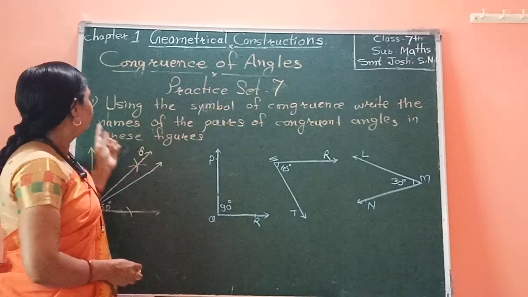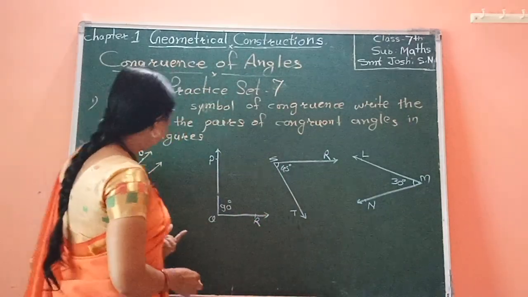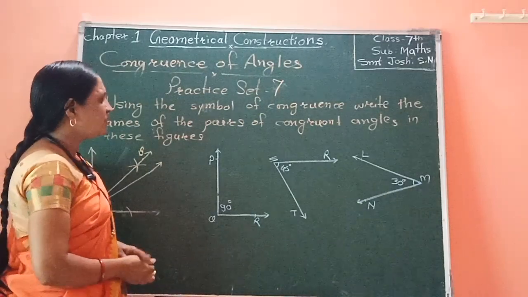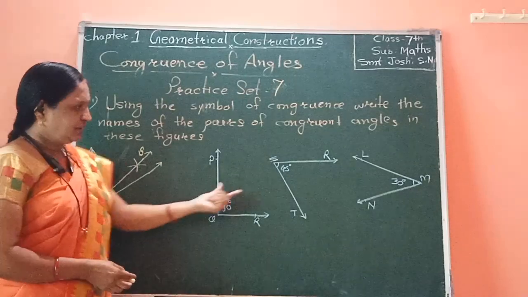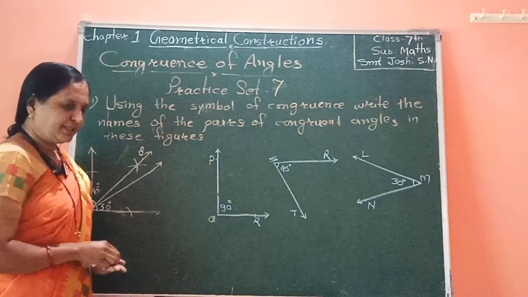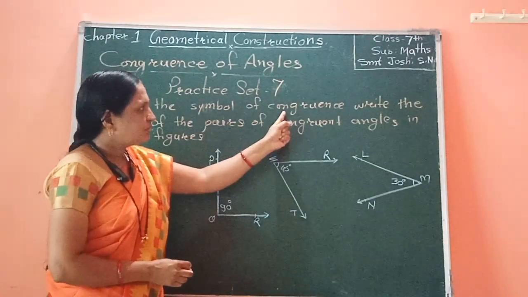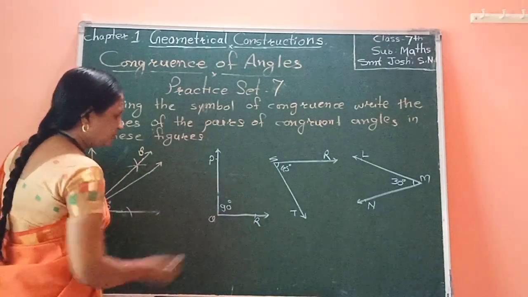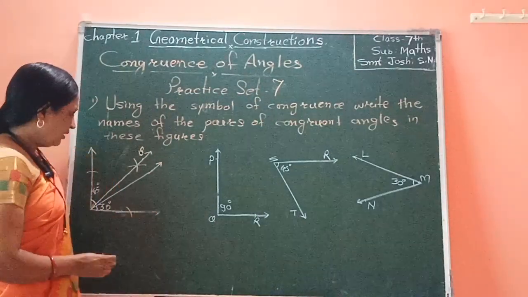Practice set 7. First question. There are angles given. Using the symbol of congruence, write the names of the pairs of congruent angles in these figures. See students, in given figures, the measure of angle is written. Using symbol of congruence, we write the pairs of congruent angles.